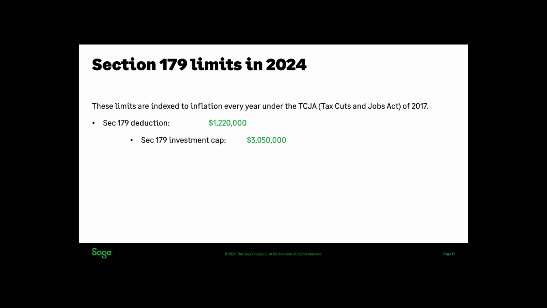I'm not sure that everybody understands how this works, but it's a bit complicated. There is a phase out process that takes place. And so here's the way it works. If you buy assets that qualify for Section 179 expensing, and that amount reaches $3,050,000, or it's less than that, then you can take the full amount here that you're entitled to, $1 million.